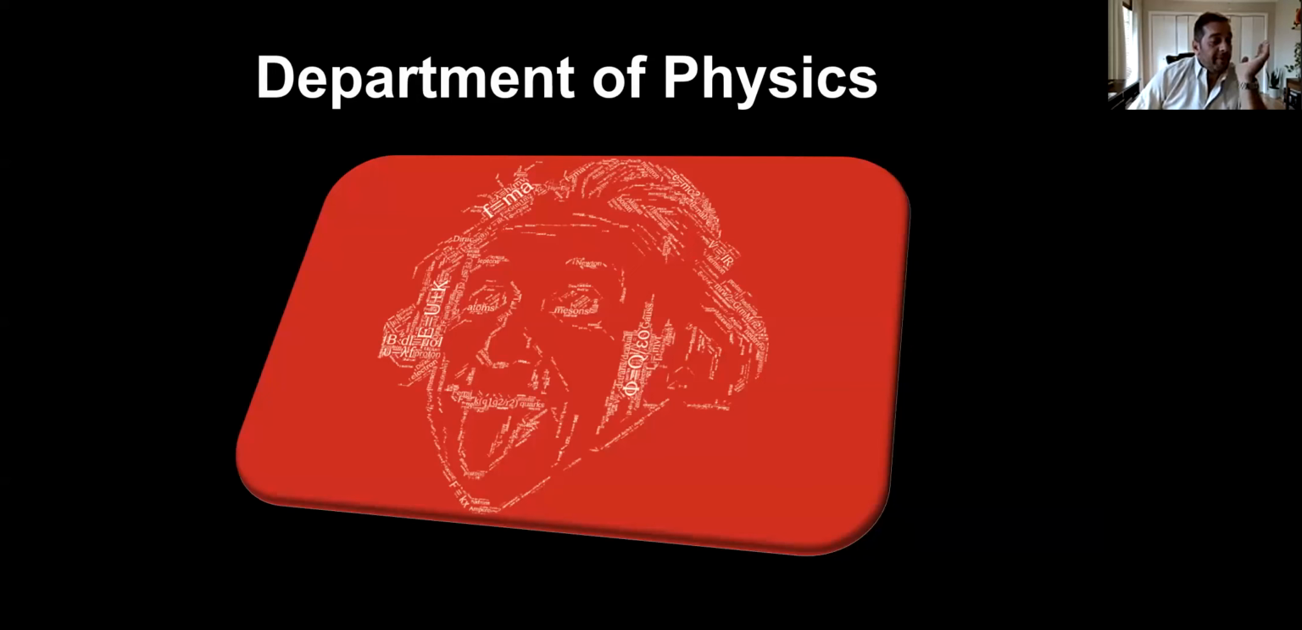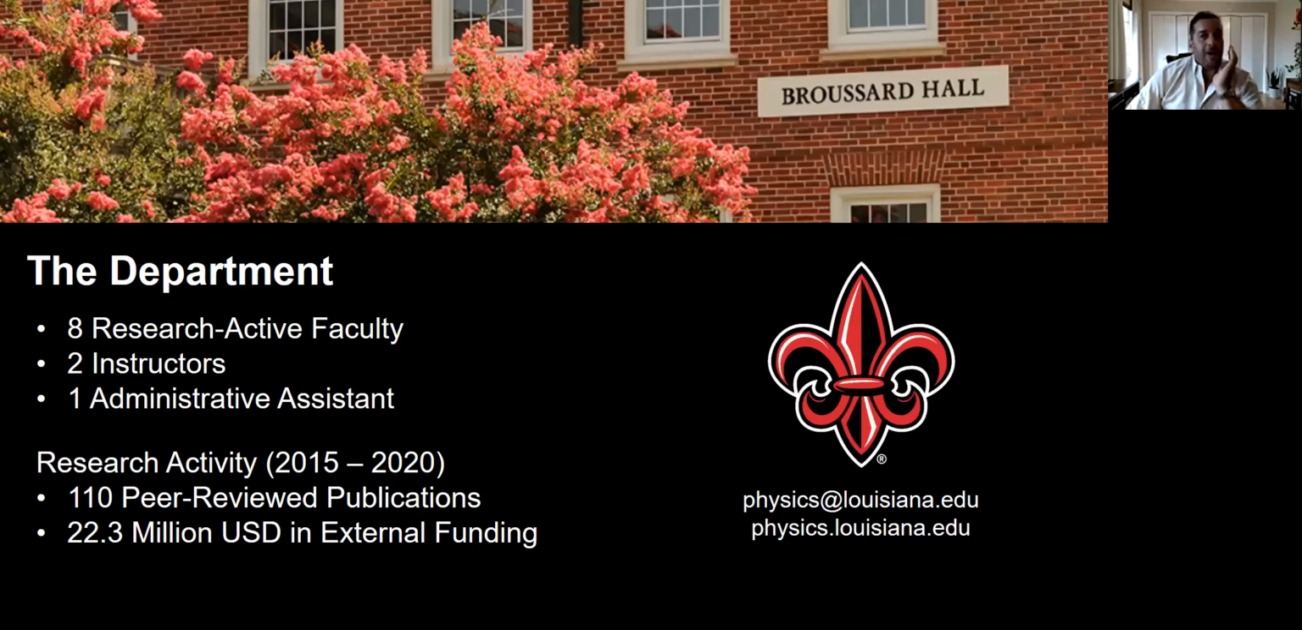Now, for the department, these are slides that I usually show at outreach activities. So we're the Department of Physics. We're one of the smaller departments, but we teach many students because everyone who has to take physics, be it engineering or other sciences, they have to come to us. So we have 8 research active faculty, 2 instructors, and 1 assistant. And there are some statistics from the past 5 years about publications and funding for research.